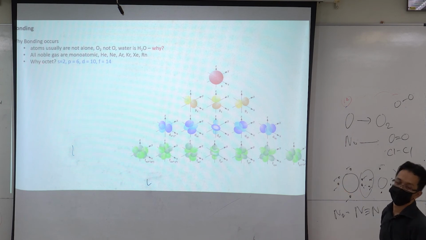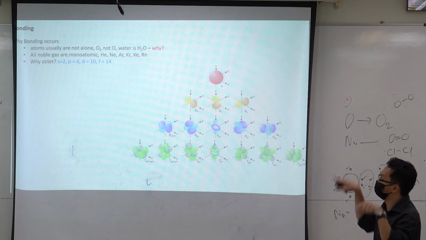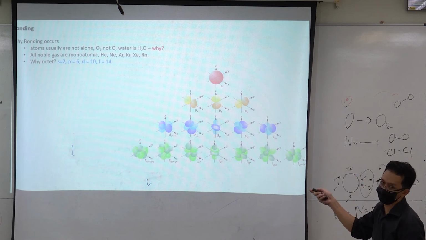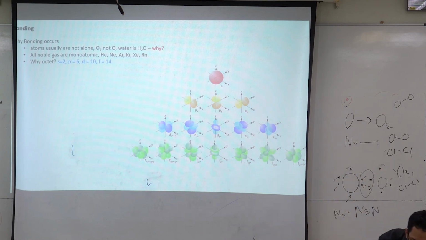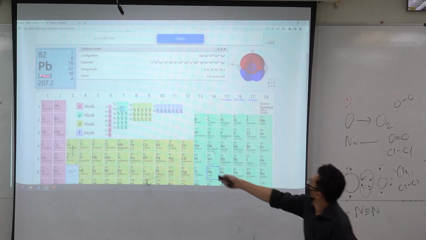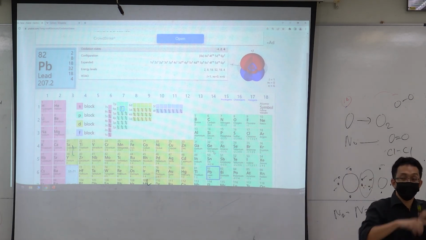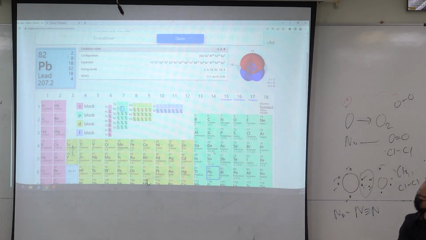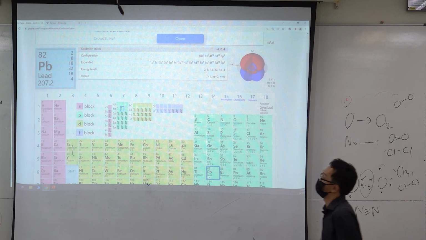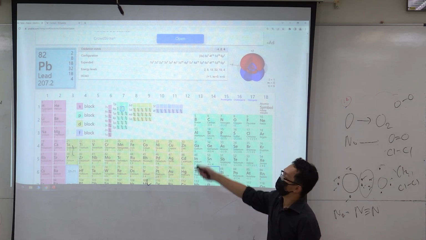Why do they say octet? Why not? Because some orbitals can fill up to 14. Even if you look here, there are like 32 there. Even 32 electrons in one orbital. There are 32, there are 18. But now, why octet? Why do people always say octet, octet, octet? Why not 32? Because octet is 8, right?